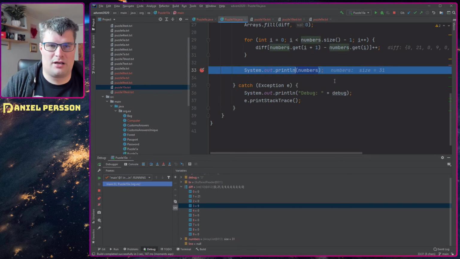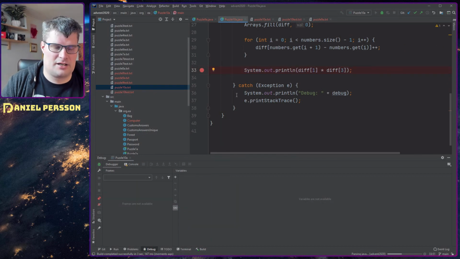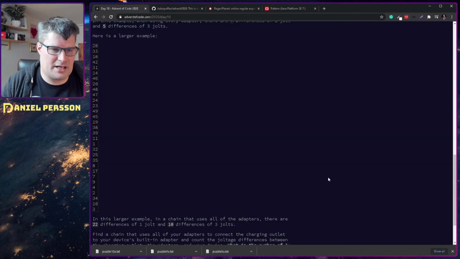So if we do it like this, diff 1 times diff 3, what is the result of that? Let's see here, that's 189. Let's go back here and see.